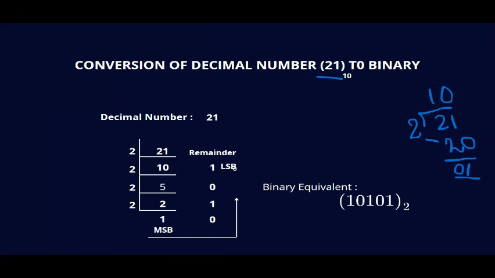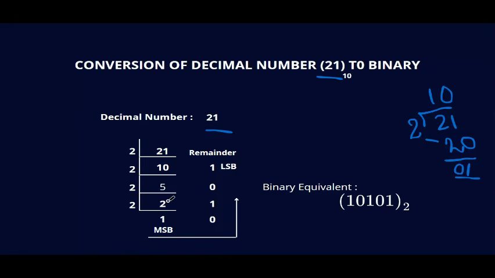Let us see this with the help of an example. We shall try to get the binary equivalent of the decimal number 21. So we divide 21 by 2. We know the quotient is 10 and the remainder is 1. Similarly, we do 10 by 2. We get 5, remainder is 0. We again divide 5 by 2.